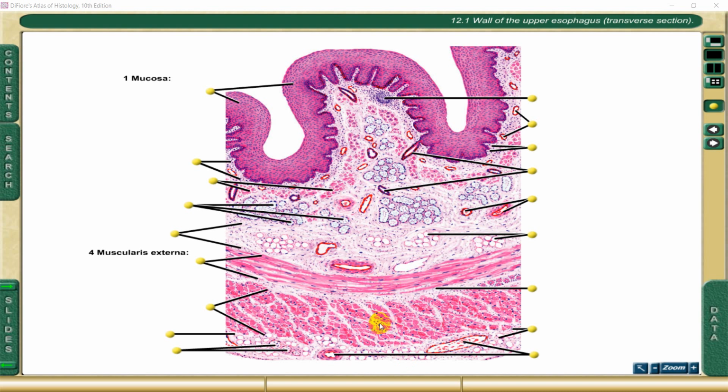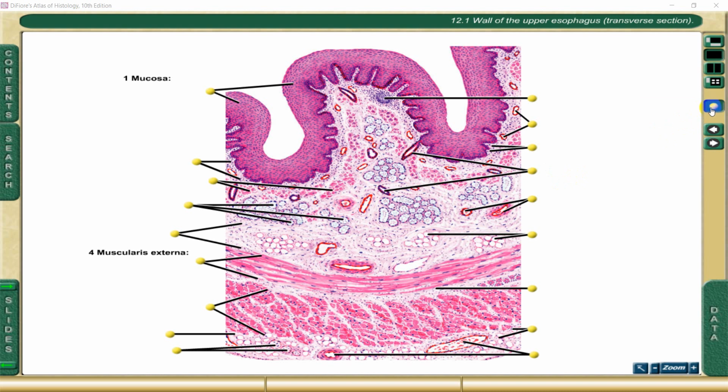Muscularis externa in the esophagus. In the cervical part, this layer is made from striated muscle or skeletal muscle. In the thoracic part, the inner is smooth muscle and the outer is composed of skeletal muscle. In the abdominal part, the muscularis externa is made from smooth muscle fiber.